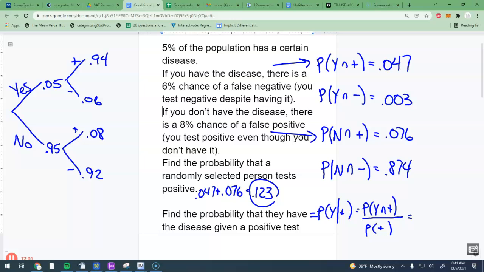So what's the probability of, but your answers are all right in front of you. You already know the word for it. So what's the probability of yes and positive? It's 0.047. And what's the probability of positive? It's 0.123. You see where I'm getting those two from? They use to find those. So 0.382, let's say.